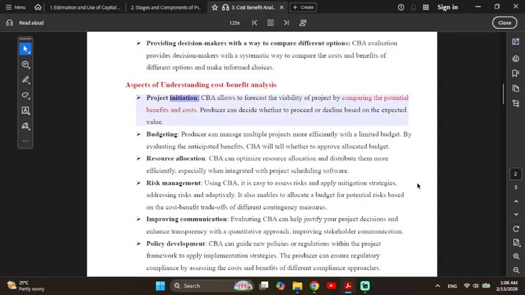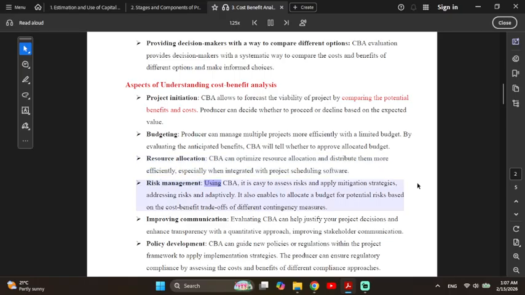Project initiation. CBA allows you to forecast the viability of a project by comparing the potential benefits and costs. The producer can decide whether to proceed or decline based on the expected value. Budgeting. The producer can manage multiple projects more efficiently with a limited budget. By evaluating the anticipated benefits, CBA will tell whether to approve the allocated budget. Resource allocation. CBA can optimize resource allocation and distribute resources more efficiently, especially when integrated with project scheduling software.